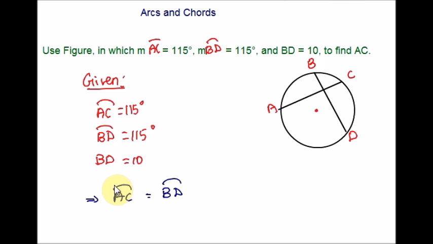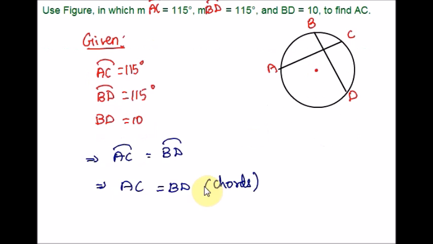If the two minor arcs are equal in measure, then their chords will also be equal. Am I right? So what are the two chords on the figure? Where BD is 10, therefore AC will also be equal to 10. Hence the example. Hope you're clear with this example.